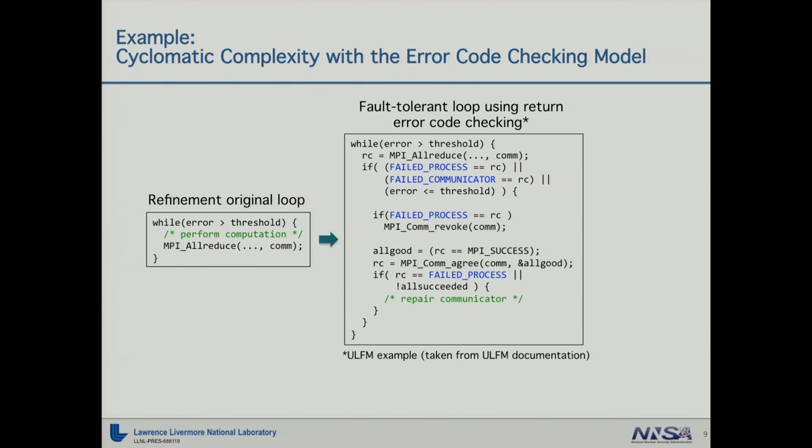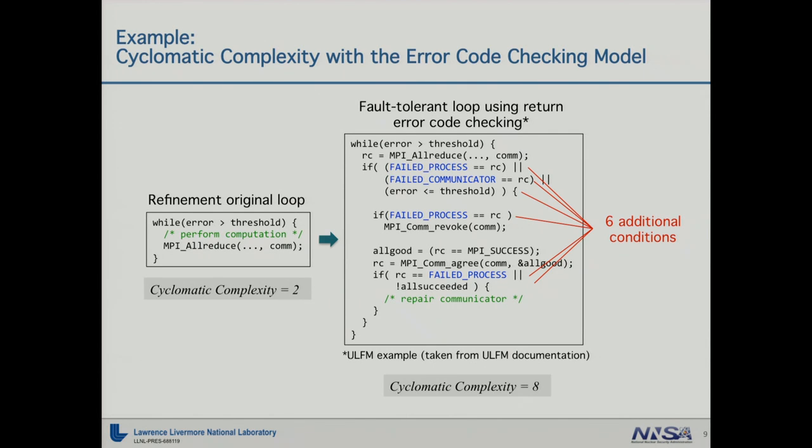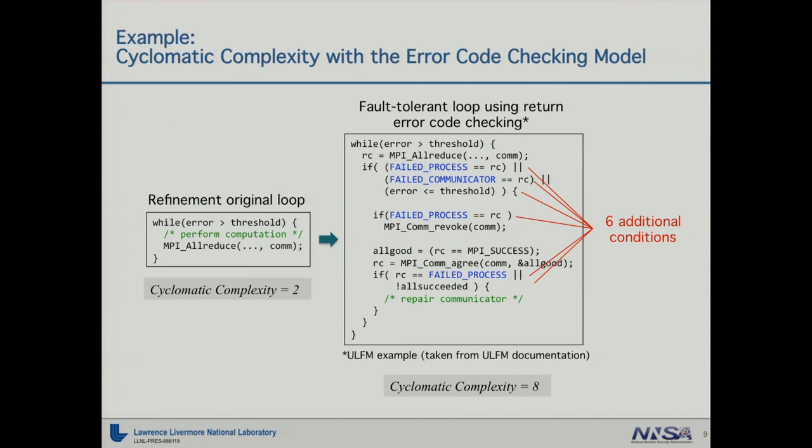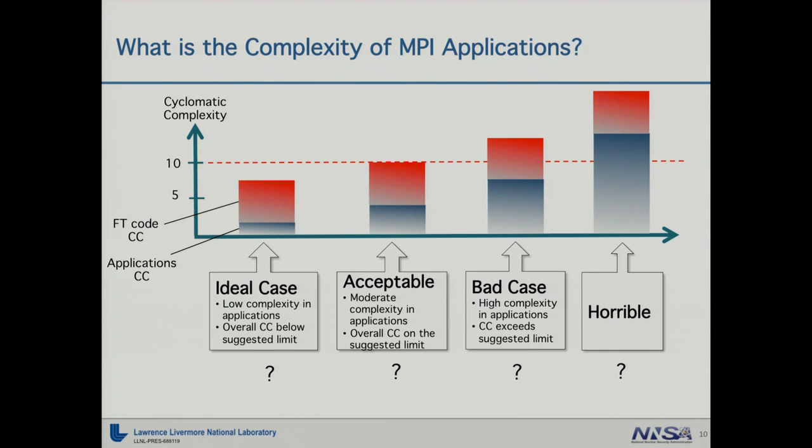So you can see that there are a lot of additional conditions that come up in the fault tolerant version of the loop, right? So this increases the cyclomatic complexity from 2 to 11, so it's an increase of 6. Now the question is, what is the complexity of our MPI applications? If the complexity of the current MPI applications is small, then we don't really care about adding maybe 6 in terms of complexity when we add fault tolerance. But if it's already high, then it doesn't make sense, right?